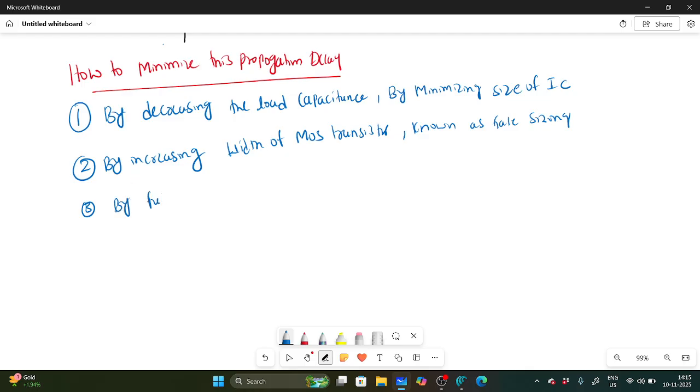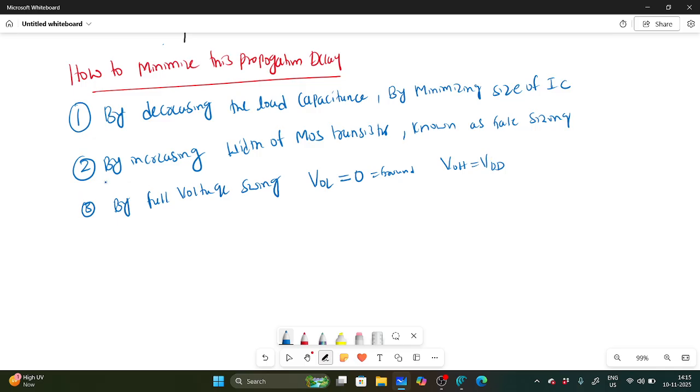By using full voltage swing. So what is this full voltage swing? The full voltage swing is good when VOL is equal to 0, connected to ground, or VOH should be equal to VDD. This is full voltage swing.